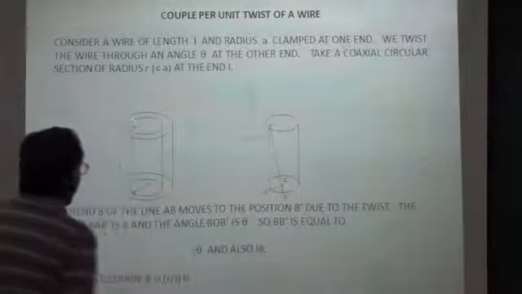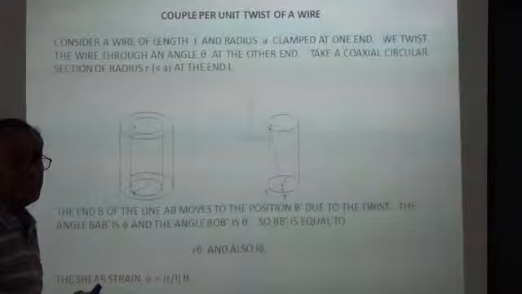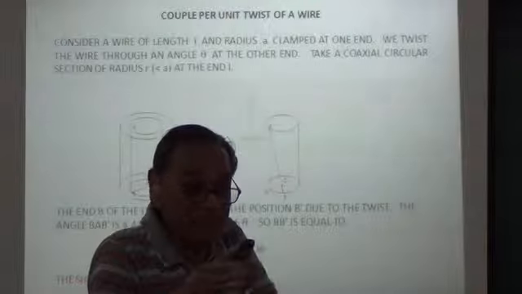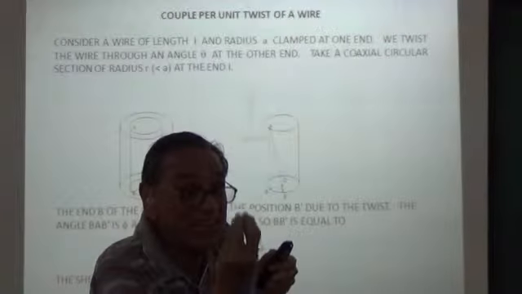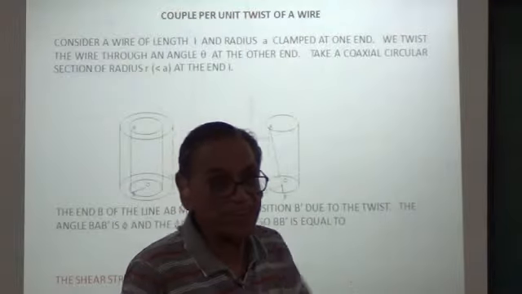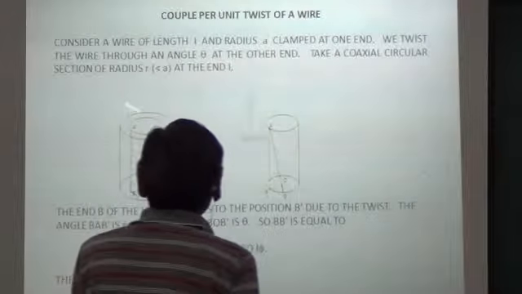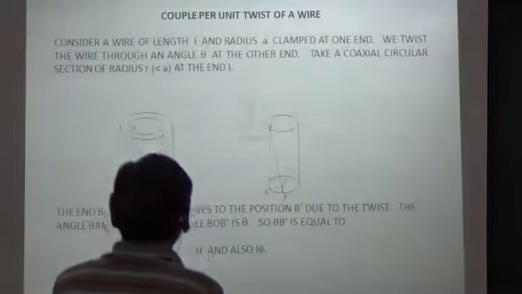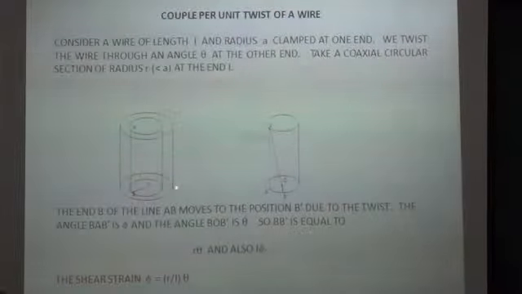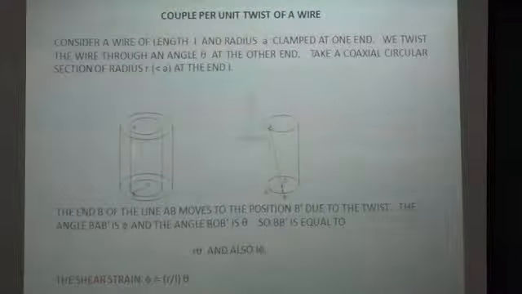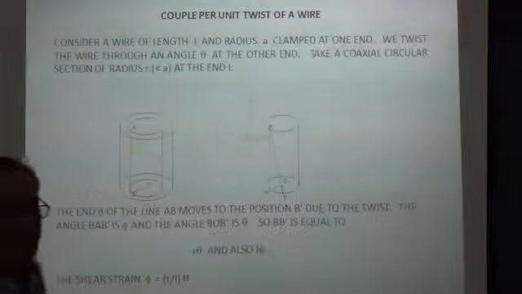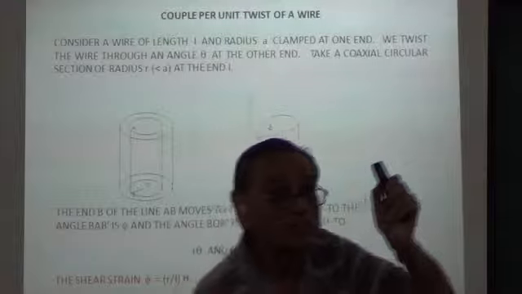So I take a cylinder within the wire of radius r less than a. The radius of the wire is a. That is the cylinder I have shown here. This cylinder has a smaller radius, which is OB, which is less than the radius of the wire. When I don't twist, AB is a vertical line.